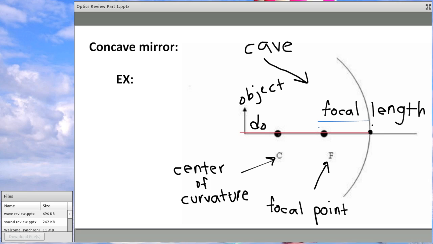Now I'm going to get another color. Let's do green. Now this, from the top of your arrow, should be the top of your arrow. I know this went a little higher, but it's really just the top of your arrow. That's your object height.